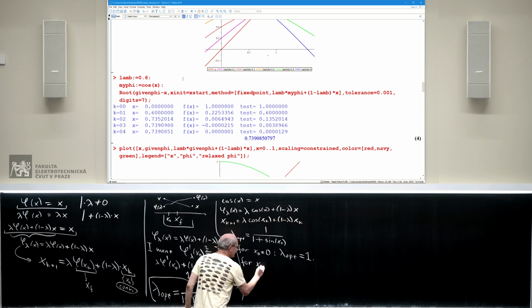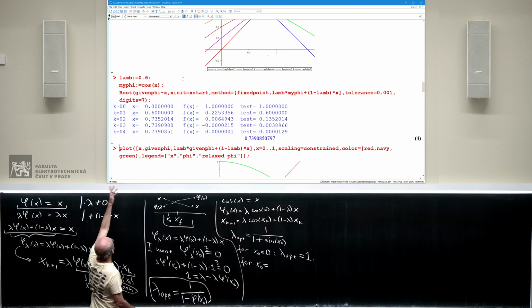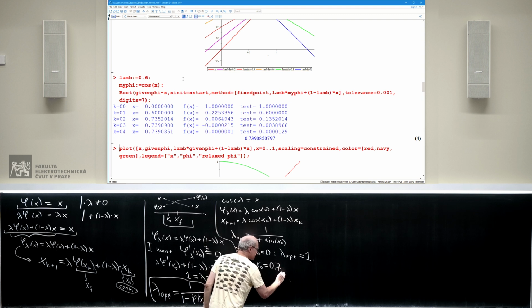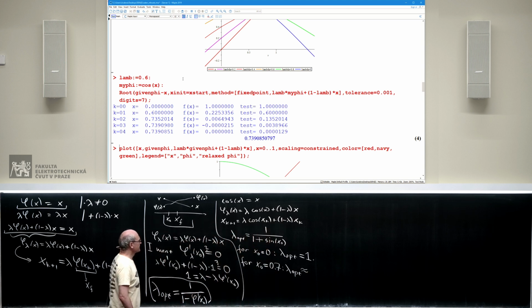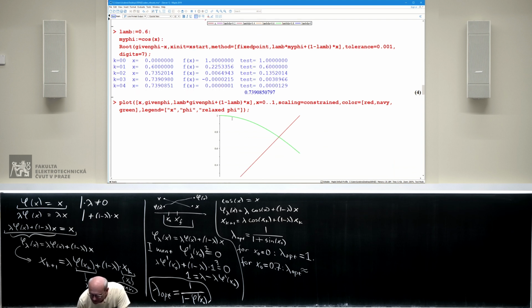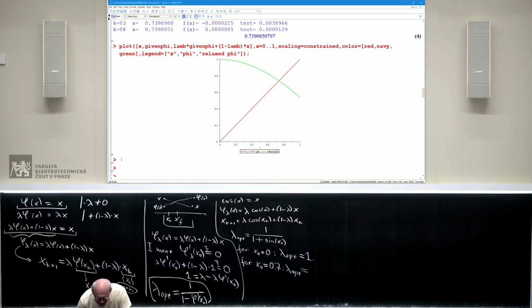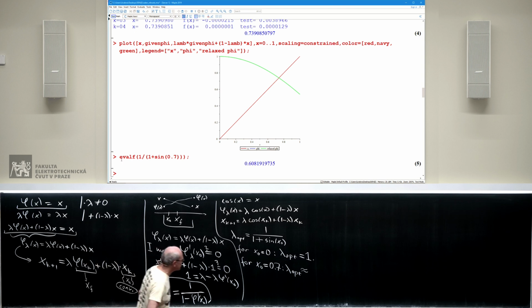So for x0 being, let's say, 0.7. 0.7 seems like a good guess after the first few iterations. How much is lambda optimal? Well, I don't know how much sine of 0.7 is, and this is understandable. So I'm going to get some room here, and I want to evaluate the answer not as an algebraic formula, but as a decimal number. I'm asking for 1 divided by 1 plus sine of 0.7. Did I type it right? Yes. And the answer is about 0.61.